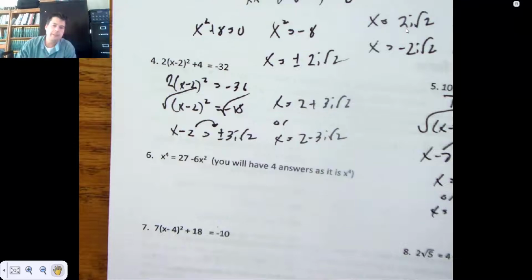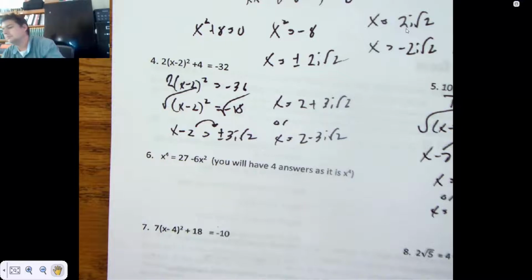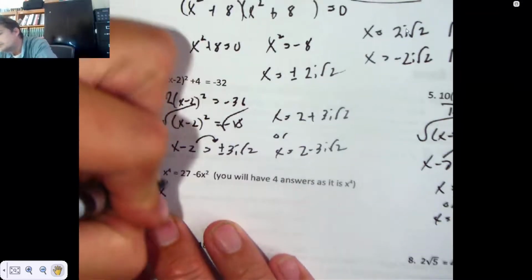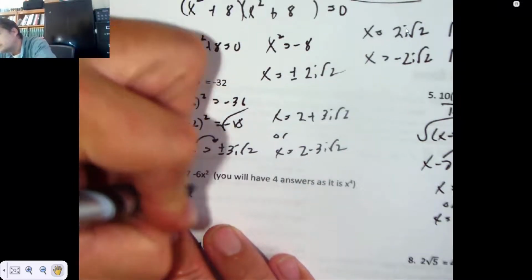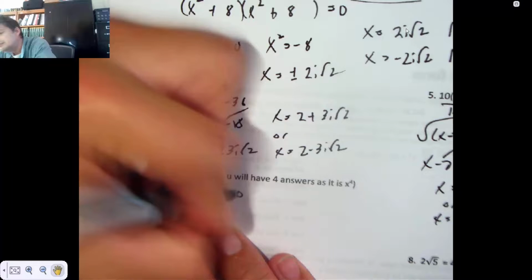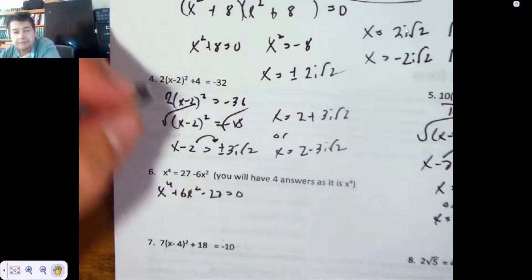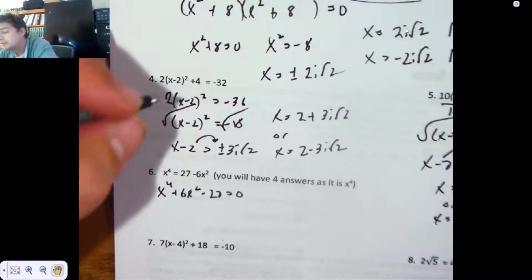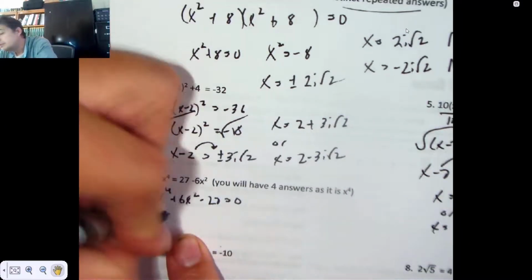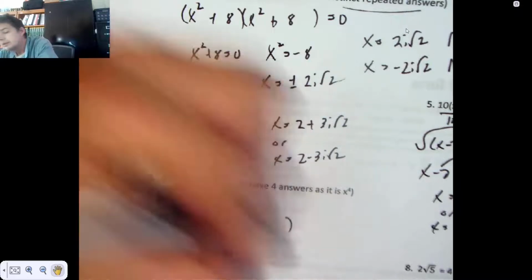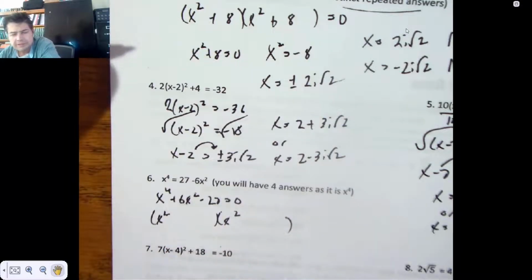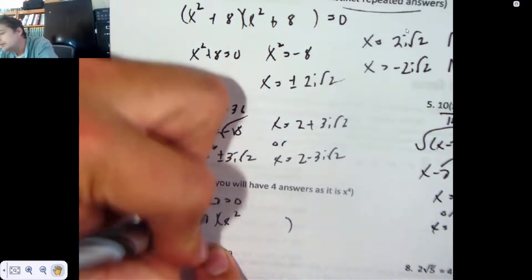This one needs to be compared equal to 0. X to the 4th plus 6x squared minus 27 equals 0. It does say you're going to have 4 answers. There might be some repeated ones, I don't know. It takes an x squared and an x squared to create x to the 4th. Factors of 27 that add to 6 are going to be 9 and 3.